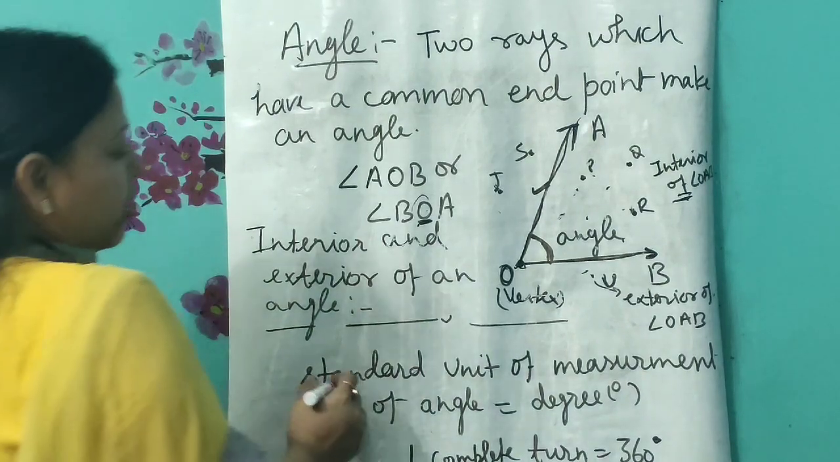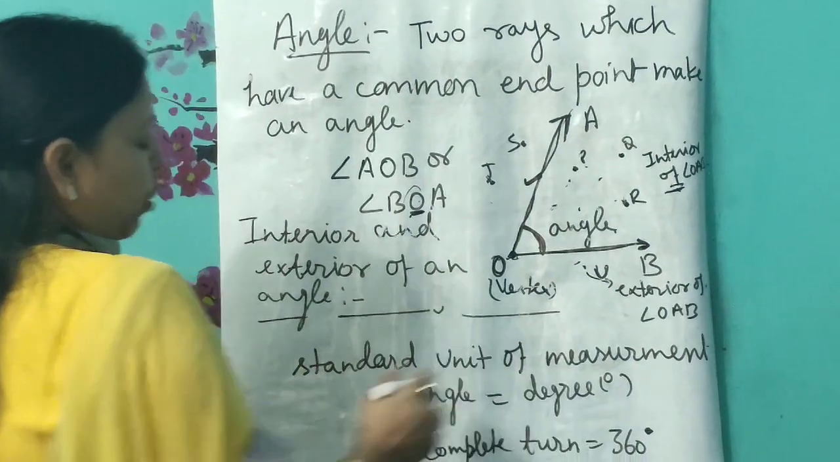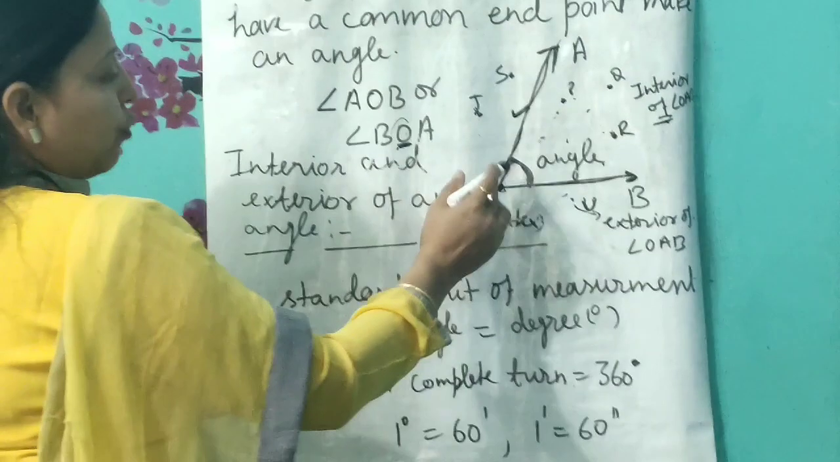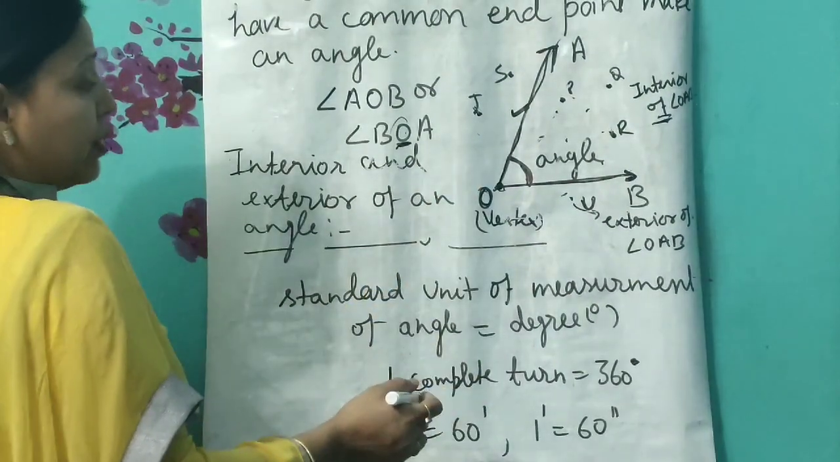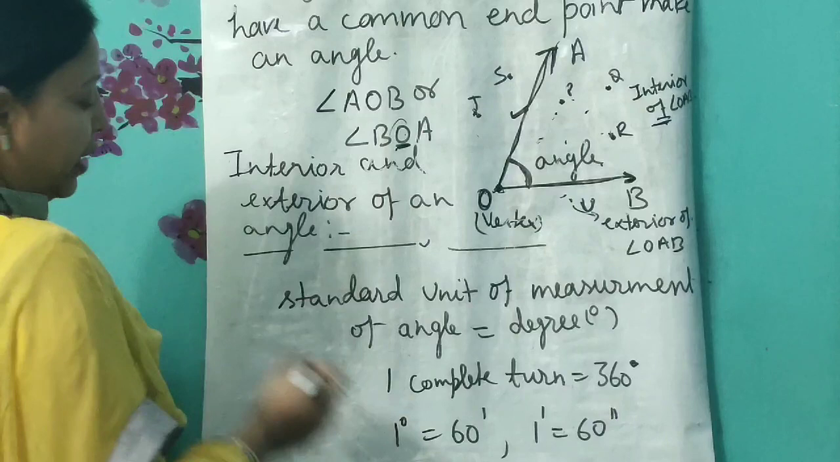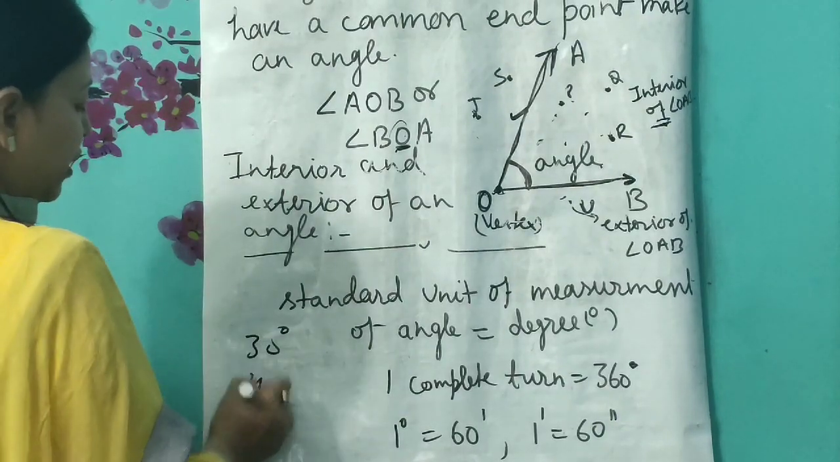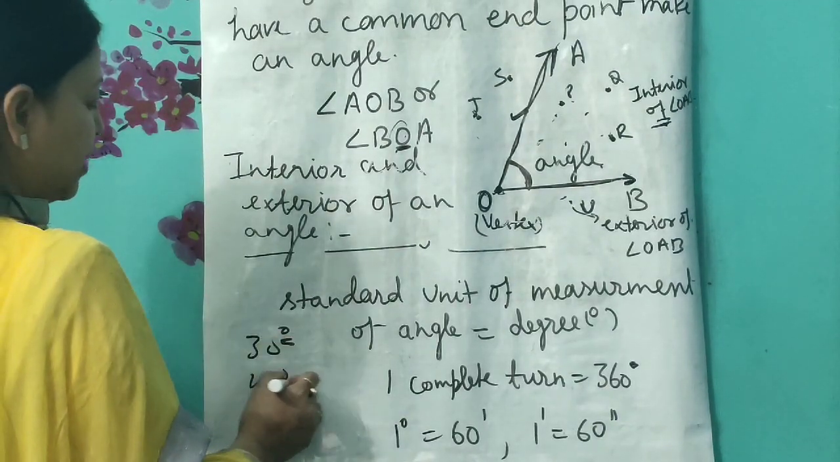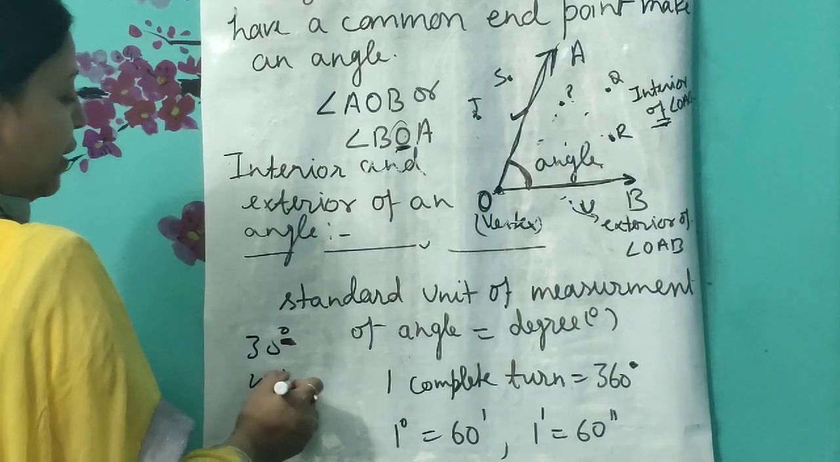So now interior and exterior also we have discussed. Now one more thing: what is the standard unit for measurement of an angle? The standard unit for measuring an angle is the degree. The angle is measured in degrees, like 30 degrees, 40 degrees. So the degree is the standard unit for measuring an angle.